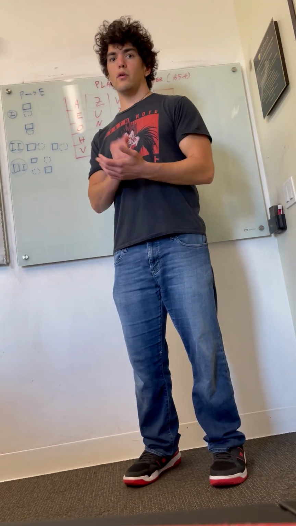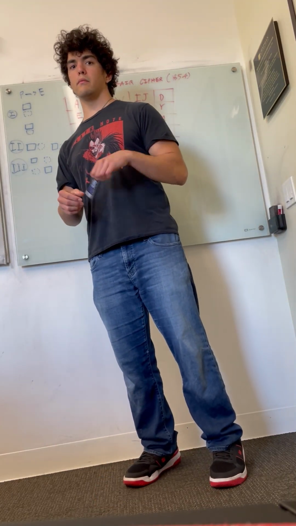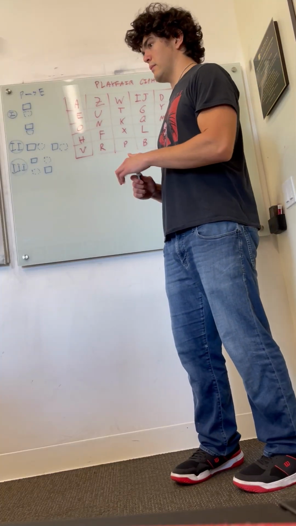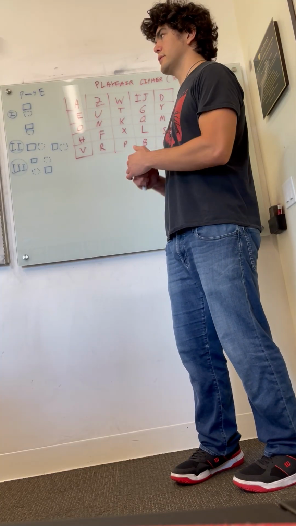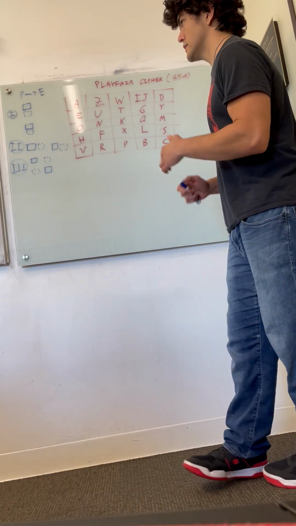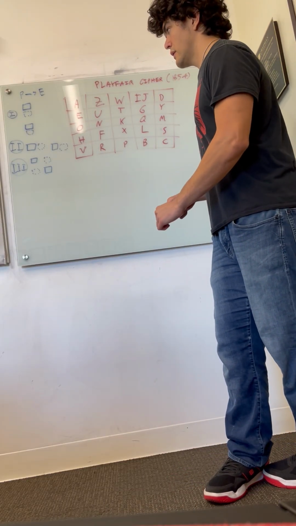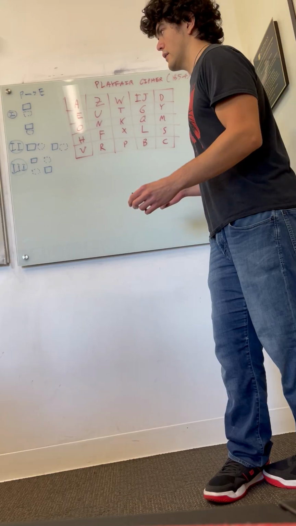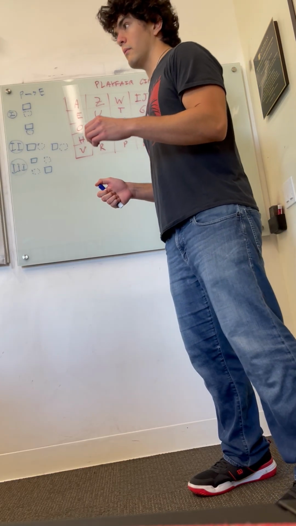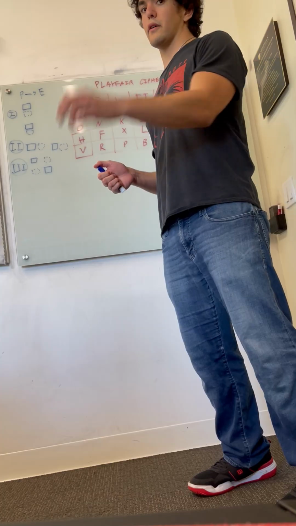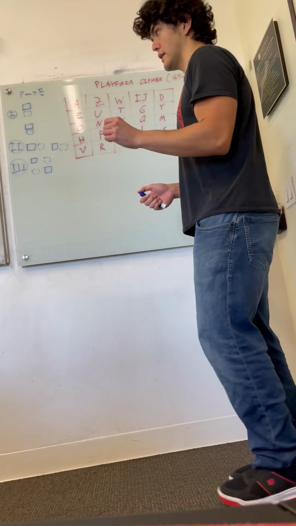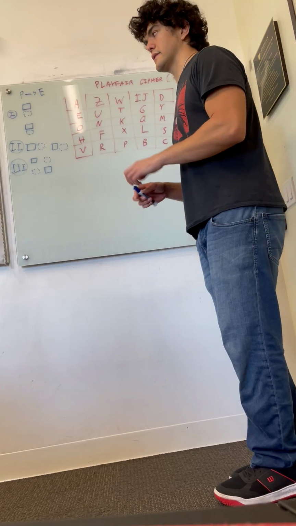Okay. What I want to talk about today is something called the Playfair Cipher. This is going to be a bit of a different cipher than what we've seen before, because this is a digraph cipher. And what this means is that instead of enciphering and deciphering codes one character at a time, we're going to go 2 characters at a time.